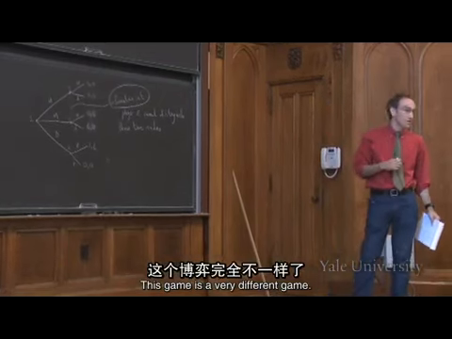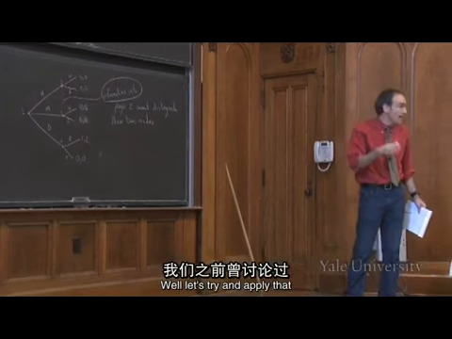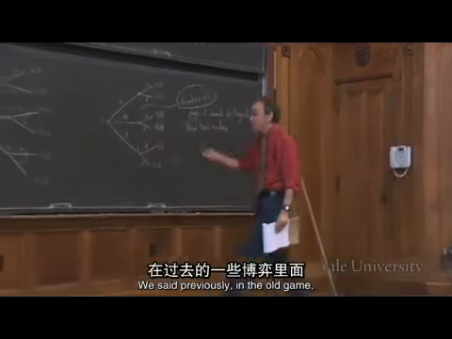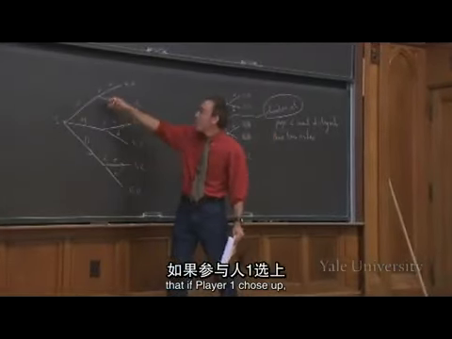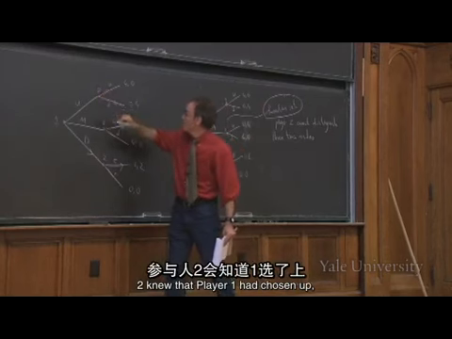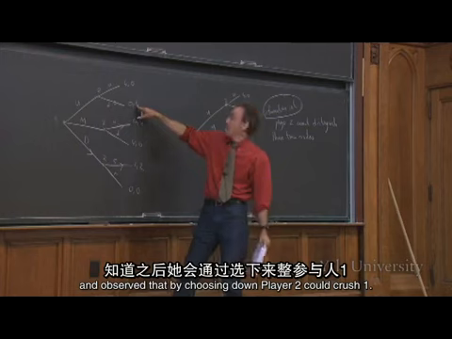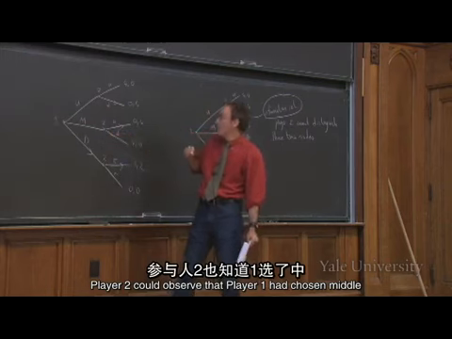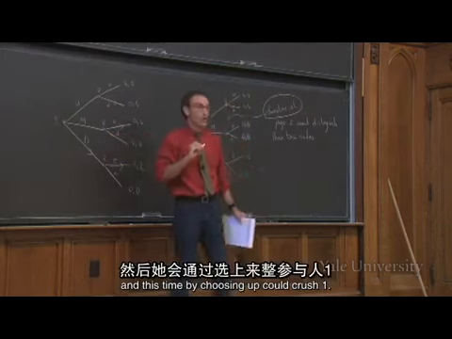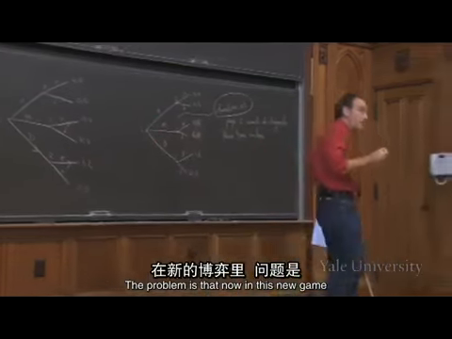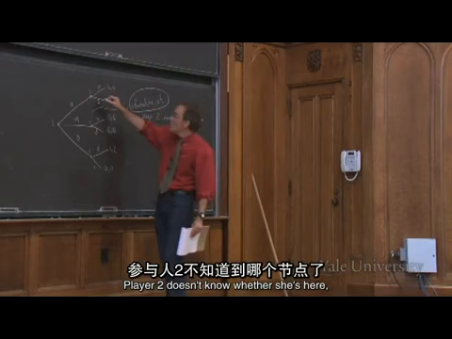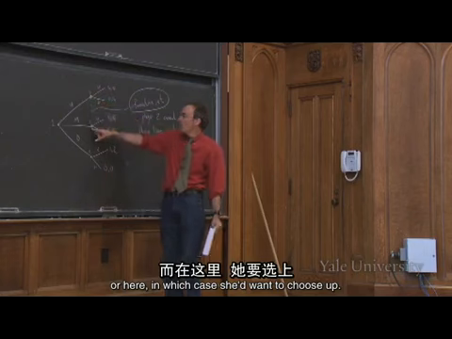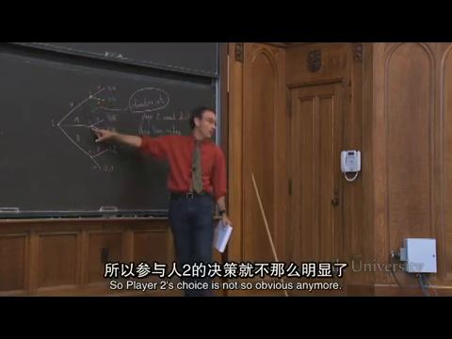This game is a very different game. Why is it a different game? Well, let's apply that loose intuition we talked about before. We said previously in the old game that if player 1 chose up, 2 knew that and, by choosing down, could crush 1. And if player 1 chose middle, player 2 could observe that, and this time by choosing up, could crush 1. The problem is that now in this new game, player 2 doesn't know whether she's here, in which case she would want to choose down, or here, in which case she'd want to choose up.